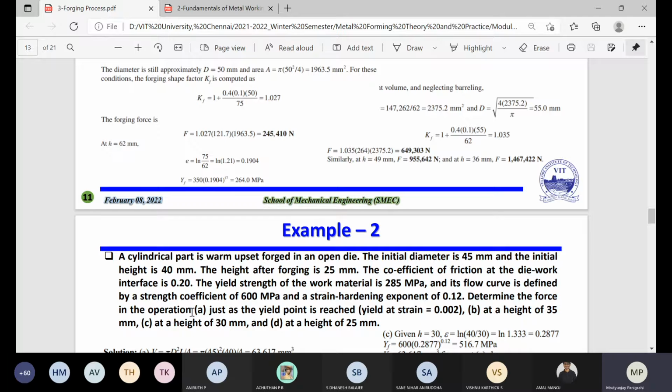Determine the force in the operation just as the yield point is reached, yield at strain 0.002. Just go for the first part, do not go for the second part now. So you have to find out the force when your yield point is reached at the strain of 0.002.